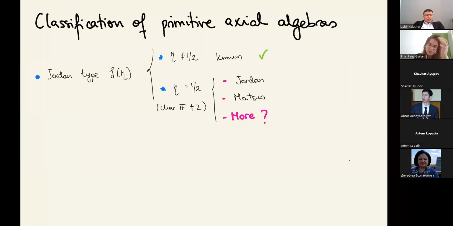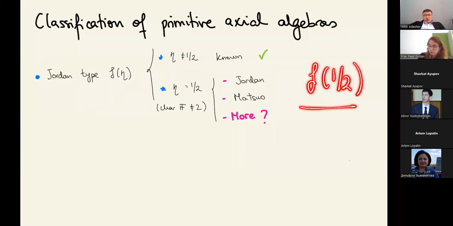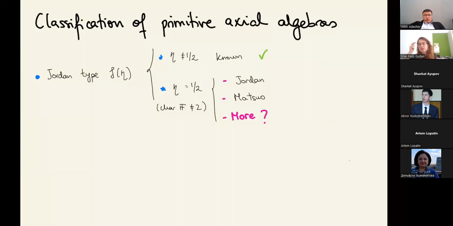Yes, okay. I should have spoken with this slide. Yes, okay. So in particular, we are going to focus on this. Can we find more Jordan algebras of type 1/2? In particular, if I pick a Jordan algebra which is axial, so which is generated by idempotents, and I compute the central extensions, what am I going to find? Well, I compute central extensions always with respect to the fusion law Jordan 1/2, which is the one in which we are interested.